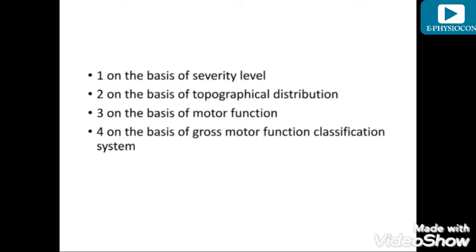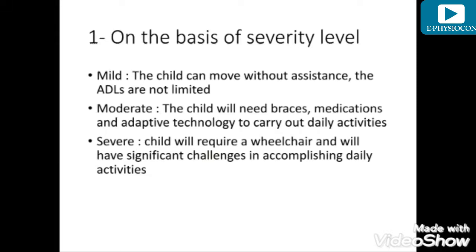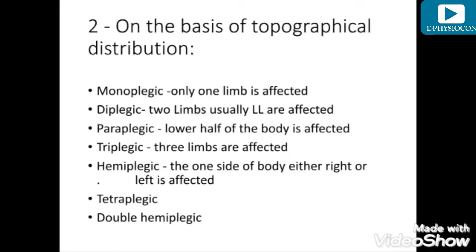Now, the classification of cerebral palsy. On the basis of severity level, topographical distribution, motor function, or gross motor function classification system. On the basis of severity level, it may be mild, moderate or severe. In mild, the child can move without assistance and ADLs are not limited. In moderate, the child needs braces, medications or adaptive technology, and in severe, the child requires a wheelchair and will have significant challenges in accomplishing daily activities.